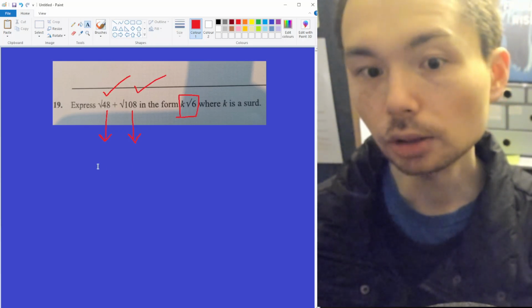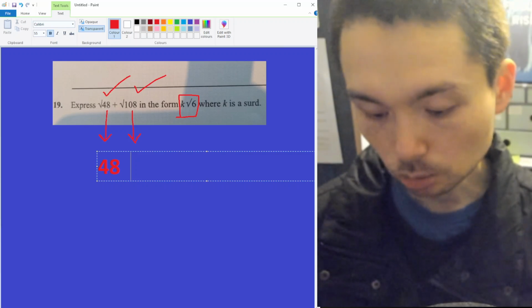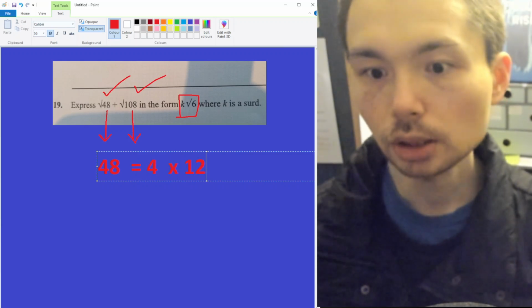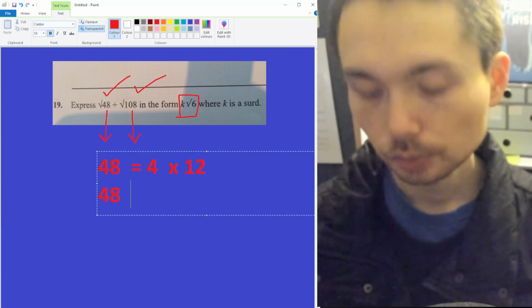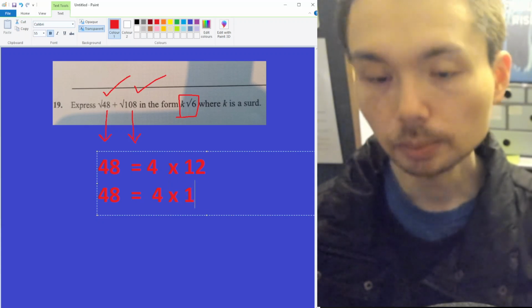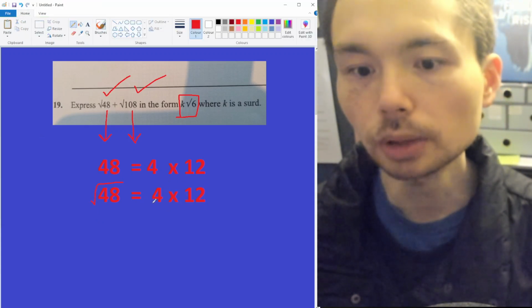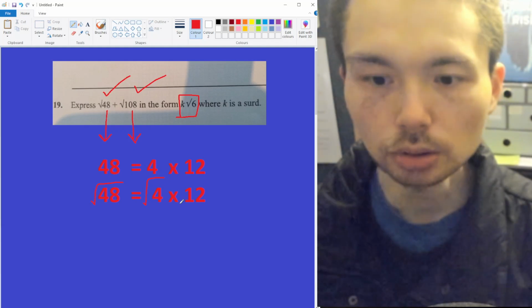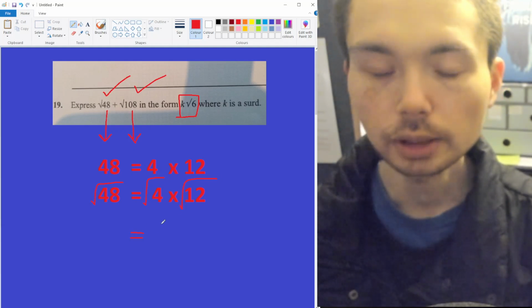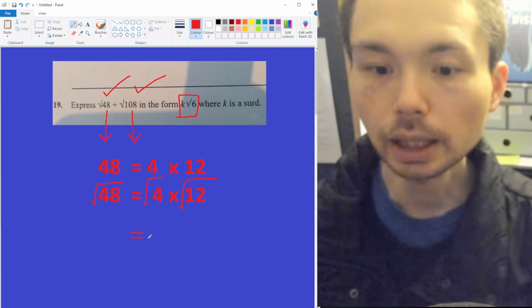Now 48, let's just think of our factors. So what's a good one? 4 times 12. Now why is this a good choice? Because 4 is a square number. I'm just writing it twice because then we can put a square root sign above it. Root 48 is the same as root 4 times root 12. Now we split that up. You see root 4, that's the same as 2.